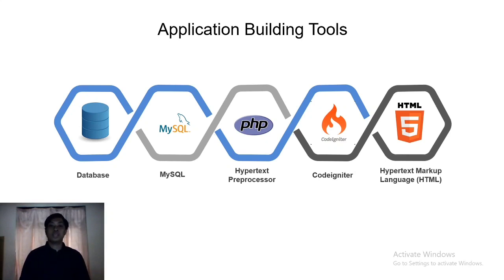Okay. Next is application building tools. Here there are five parts. There are database. A database is a data set. Next is MySQL. MySQL is a database used to create web applications. PHP is a programming language for creating web applications. Next is CodeIgniter. CodeIgniter is a PHP framework, and is open source. Next is HTML. HTML is a programming language for creating web displays.